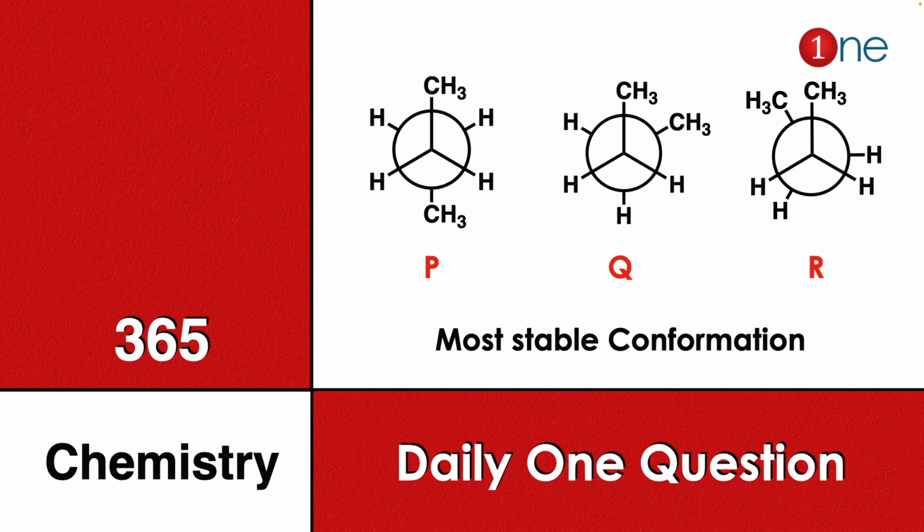Here three different compounds are given. The conformations of butane. First one is anti-staggered butane. Second one is Gauche butane. Third one is Eclipsed butane. You have to find among the three which one is more stable.